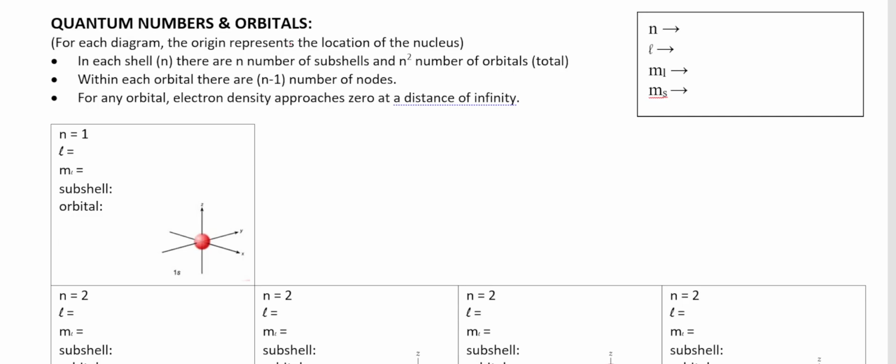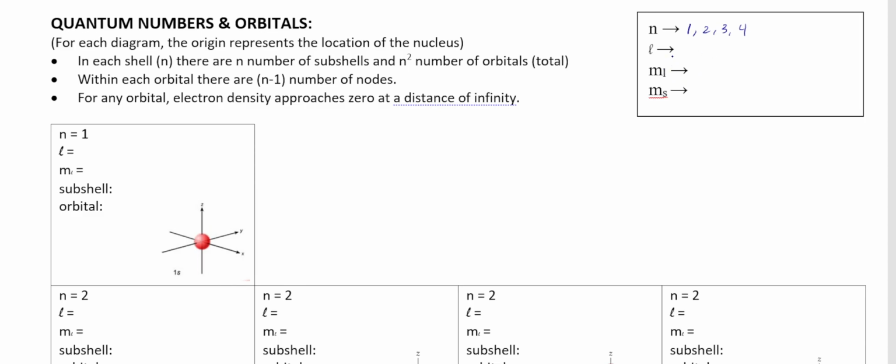Okay, in this video we're going to look at quantum numbers and orbitals. And so we'll look at the various quantum numbers that we've studied so far. So n is the principal quantum number, and we know that it can range from 1, 2, 3, 4, positive integers greater than 0.